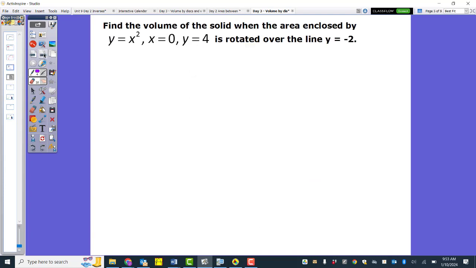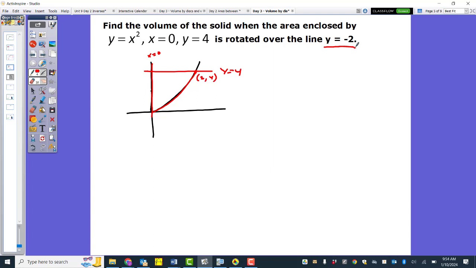Okay? Now, this is where things start to get really frustrating for some people. Let's start by drawing the area that we're finding. We have x squared. Okay, there's x squared. This is x equals 0. This is y equals 4. That means this intersection is at (2, 4). And then our function x squared. But now it's not rotated around the x or y axis. It's rotated around the line y equals -2. This is what we're rotating around.